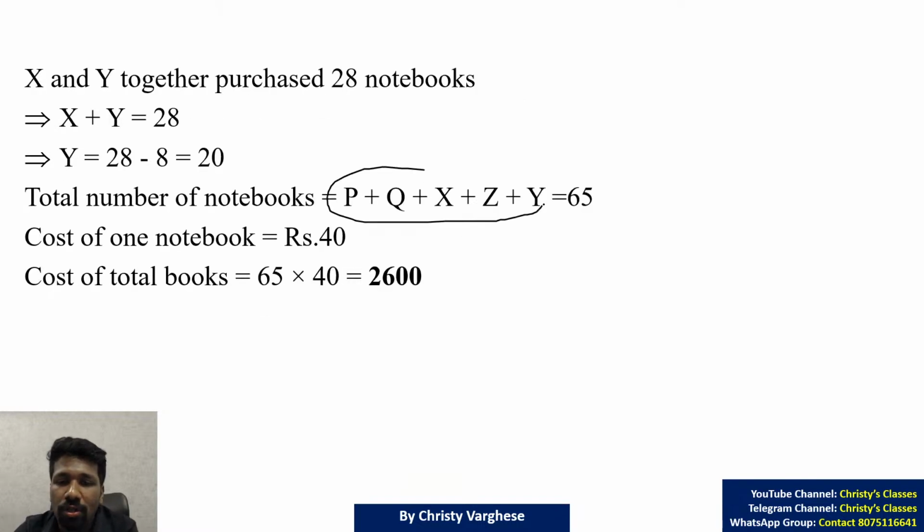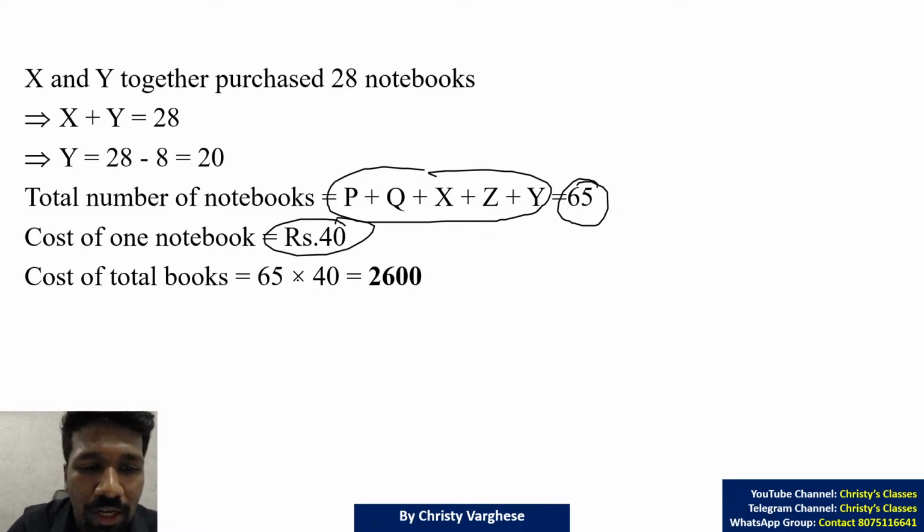And then add all this, you will get 65. And one notebook costs 40. So 65 notebooks, 65 into 40. Do this one with mental math also.